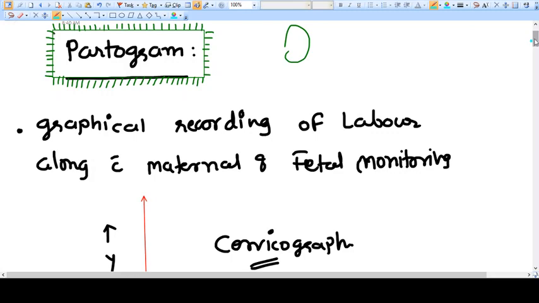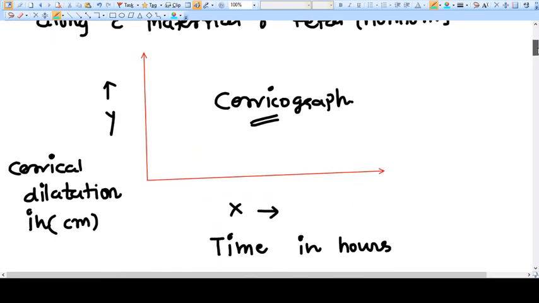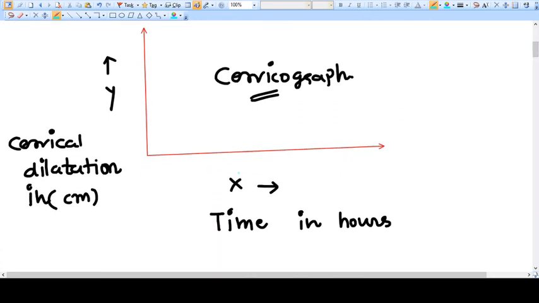Each and every graph has two axes. On the x-axis, we put time in hours, like 1 hour, 2 hours, 3 hours, 4 or 5 hours, like that. And on the y-axis, we put the dilatation of the cervix in centimeters. Now you know this: the fully dilated cervix is 10 centimeters.